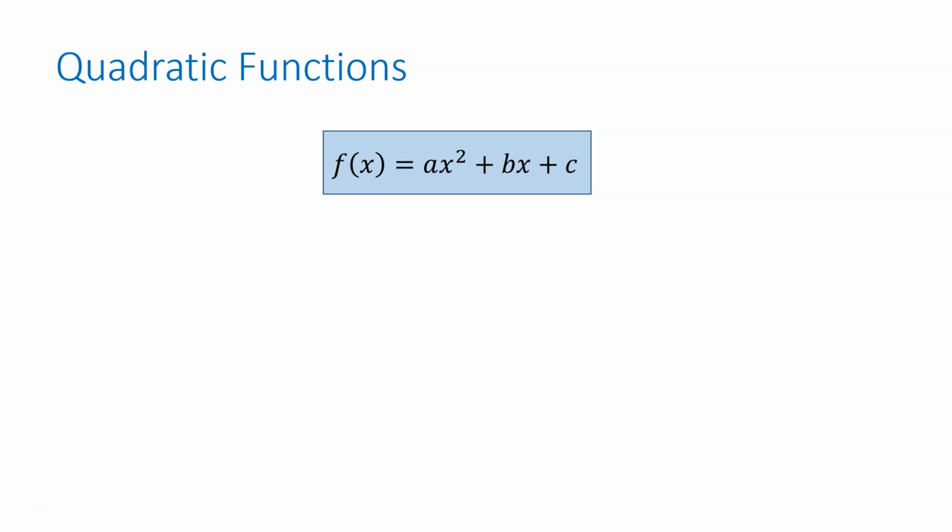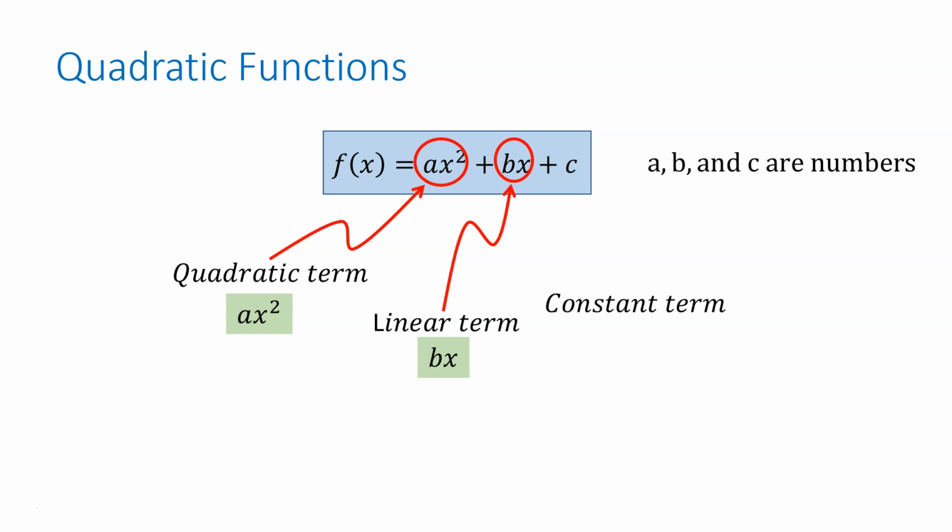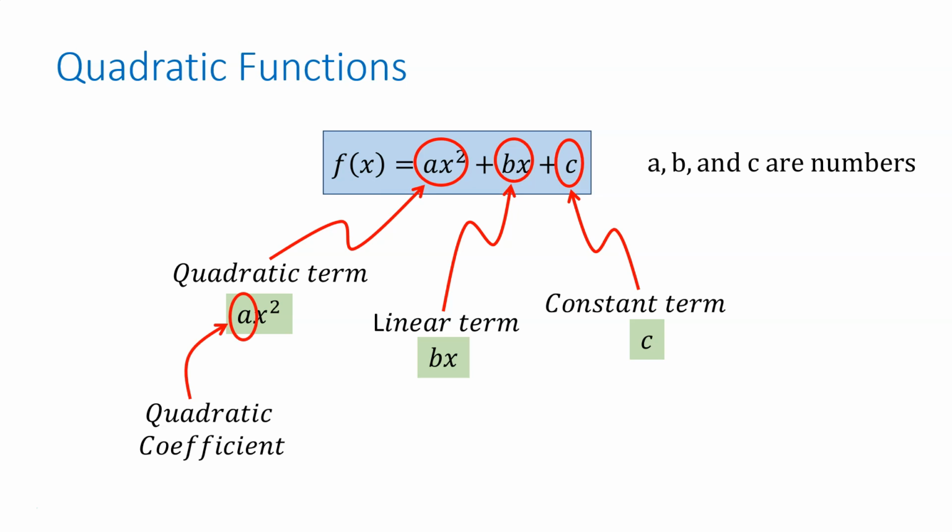The quadratic function is f of x equals ax squared plus bx plus c, where a, b, and c are numbers. This function has 3 terms. The first term is called the quadratic term. The second term is called the linear term. And the last term is called the constant term. The number multiplied by x squared in the quadratic term is known as the quadratic coefficient, or sometimes the leading coefficient. The number multiplied by x in the linear term is called the linear coefficient. We'll use these names throughout this series.